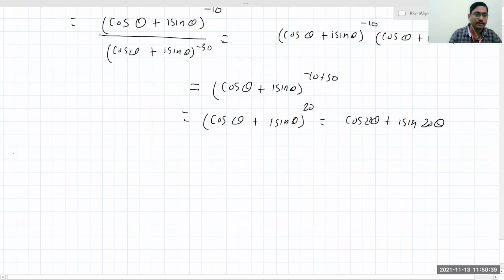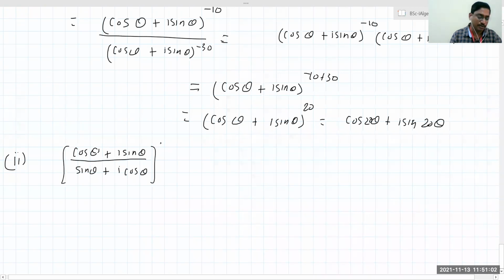Second example to simplify. We have to simplify cos theta plus i sin theta divided by, now here there is a slight change, sine is the real part. We cannot directly apply De Moivre's theorem here. Numerator has power 3 and denominator has power 4, so we have to simplify separately. Numerator raised to 3 is okay.